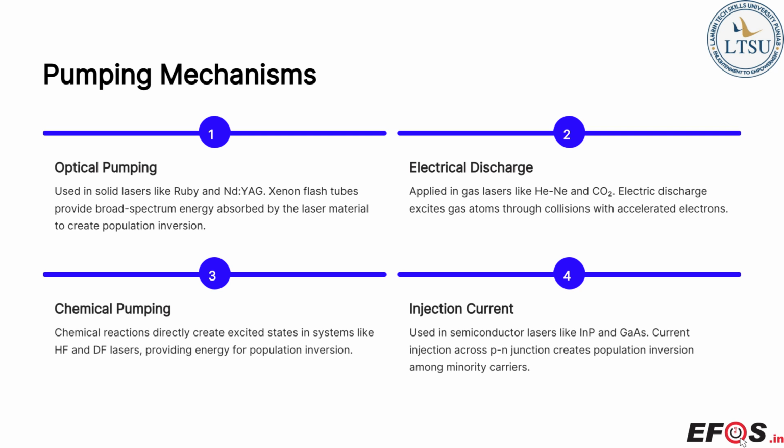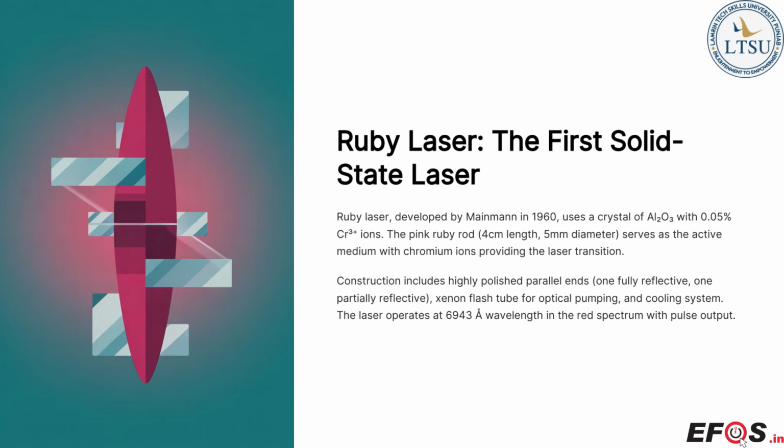4. Injection current. This method is used in semiconductor lasers like InP and GaAs. Electric current is injected across a PN junction, creating population inversion specifically among the minority carriers. The ruby laser holds a special place in history as the first operational solid-state laser, developed by Maiman in 1960.